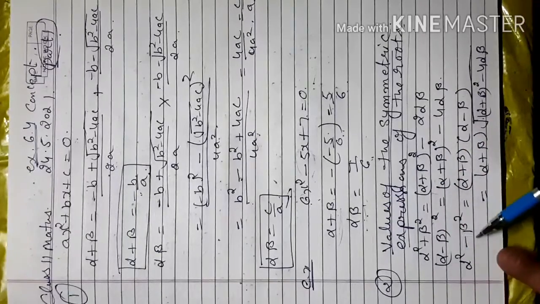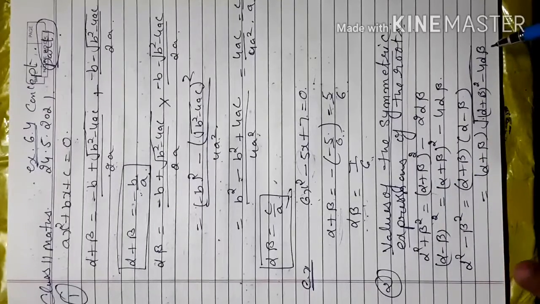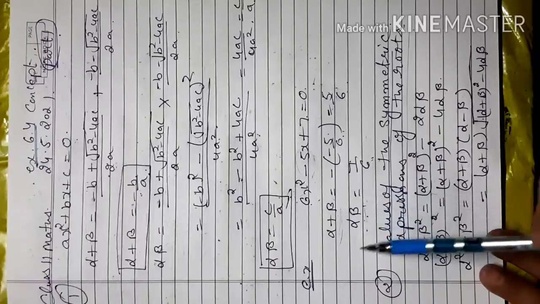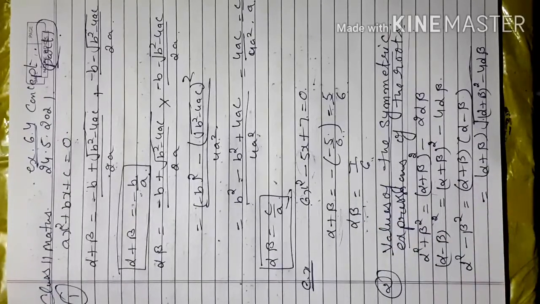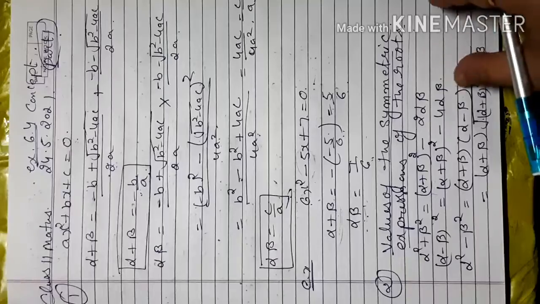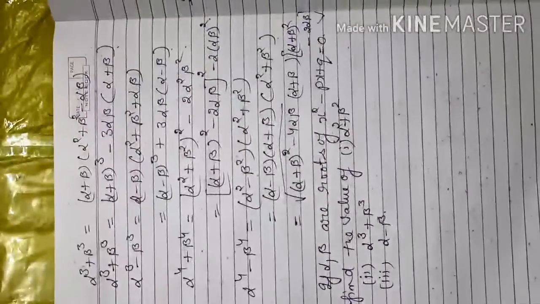If you have to face any term alpha minus beta, you have to convert this alpha minus beta into alpha plus beta and alpha beta form, because we are allowed to use only these two values, alpha plus beta and alpha beta, in our expression. So you have to convert your expression according to the algebraic formula into alpha plus beta and alpha beta form. So here are more expressions.